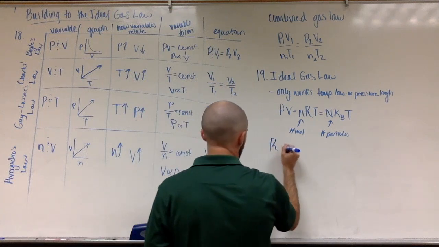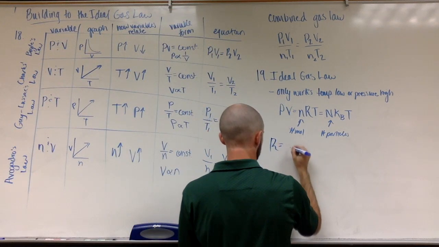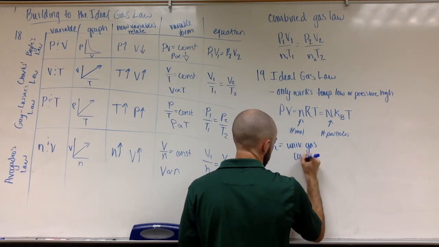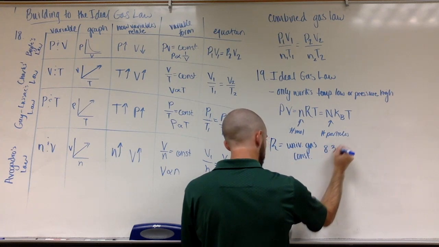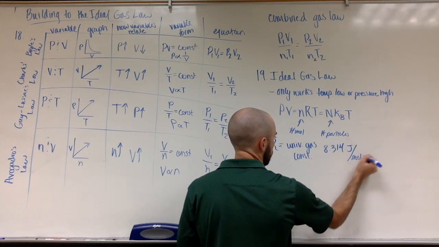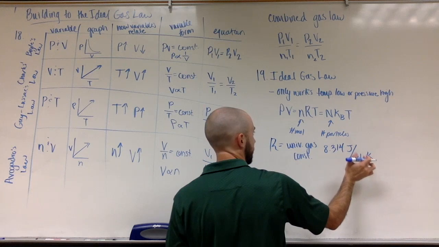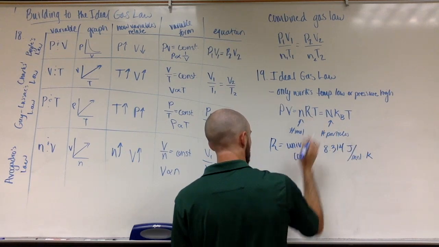But I'll write them out here for you. R is the universal gas constant. And it is 8.314 joules per mole Kelvin. The units on here are important because it tells you when to use what. You see moles down there? That's going to help you know you need to use R.